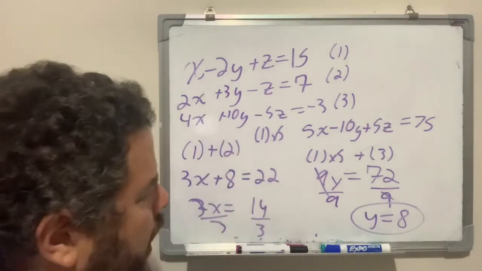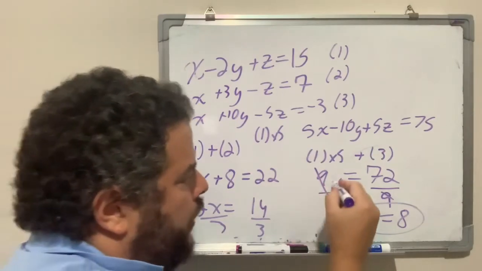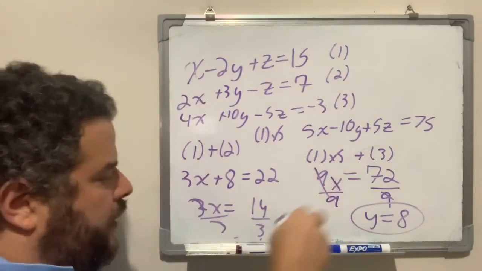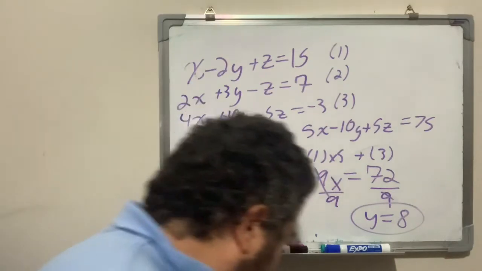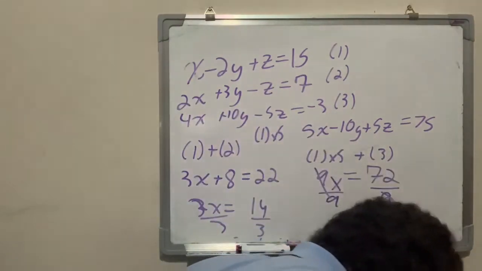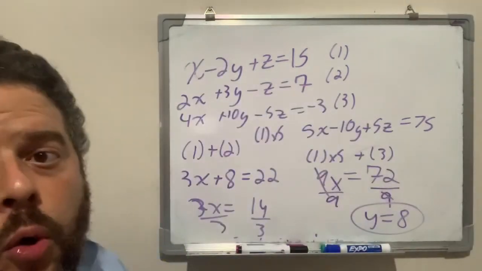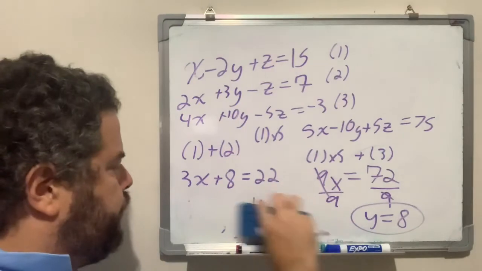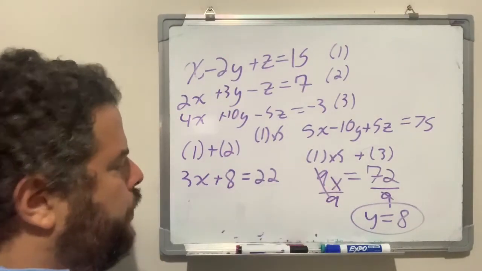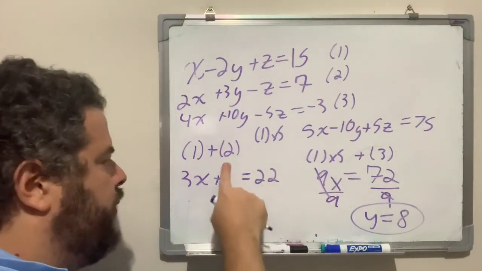Oh, and this was actually x, not y. Let's go ahead and fix that right now. I apologize. Now it's going to make a lot more sense, because normally, you're gonna end up with whole numbers. Not always, but normally. Let's repeat that. Sorry about that.